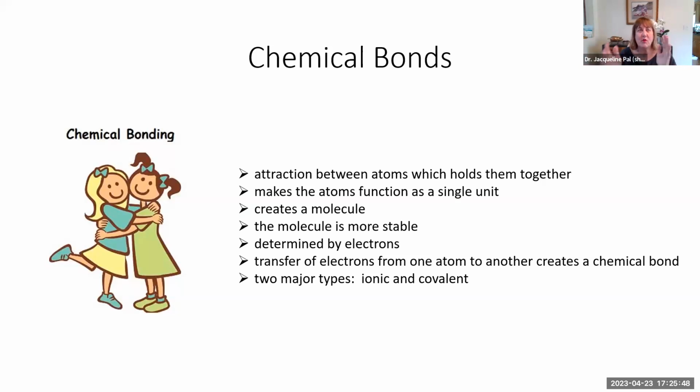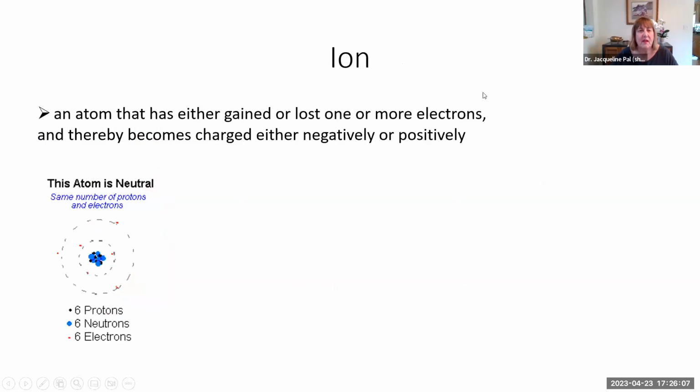And so for these chemical bonds, sometimes we're going to be transferring electrons where we're totally giving them up, and other times we're going to be sharing them. And that's going to be determining our two major types of chemical bonds, ionic and covalent. And we also will be talking about hydrogen bonds as well, because they are super important in the human body.